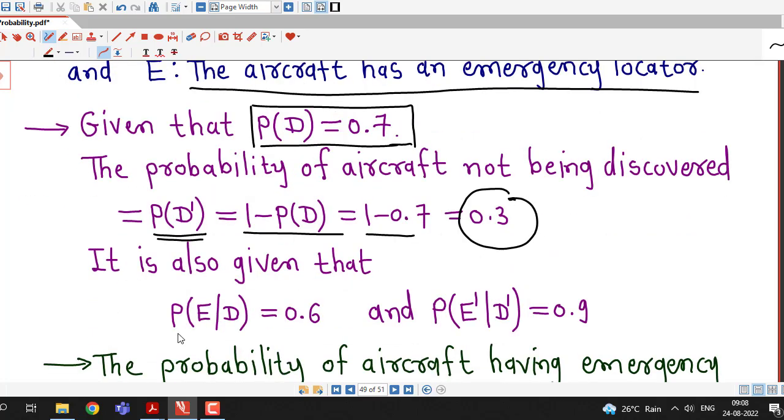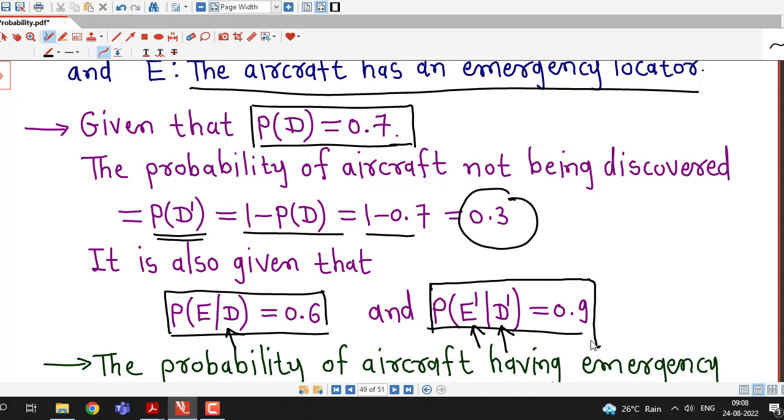It is also given that out of those aircraft which are discovered, 60% have an emergency locator. That we can write in the language of probability as the probability of E given D equal to 0.6. Similarly, it is also given that out of the aircraft not being discovered, 90% do not have an emergency locator, that is, the probability of E dash given D dash is 0.9.